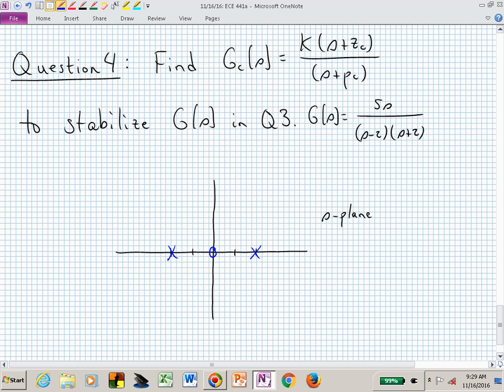Can we put a 0 on that pole at plus 2? No, no, no, no, no, right? We can't cancel anything in the right half plane. Do we want to put a 0 in the right half plane in this case? Probably not. So what's our next option? Can we throw a pole over there? What happens if we put a pole over there?